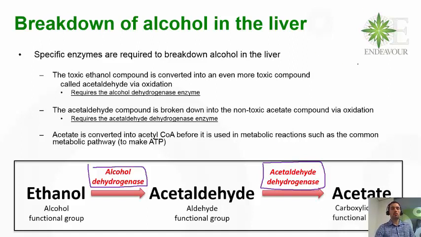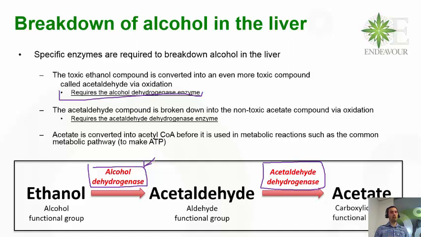So keep that in mind as we talk about how the presence of these enzymes actually impacts how well someone is going to be able to break down alcohol. So initially in the alcohol breakdown reactions, we have the toxic ethanol compound being converted into an even more toxic acetaldehyde compound via oxidation. And we can see that that reaction requires an enzyme called alcohol dehydrogenase. We can see that down here. So without the alcohol dehydrogenase enzyme, this process won't occur.